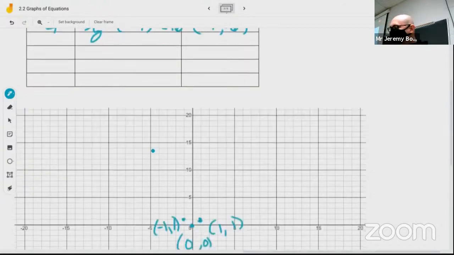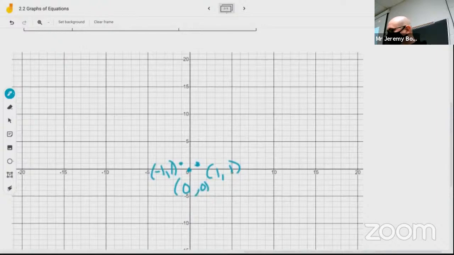And so if we plot those, let's see, 4 is here, and 16 is here, so that's going to be my point there. 4, comma 16, and -4, comma 16. Be there.